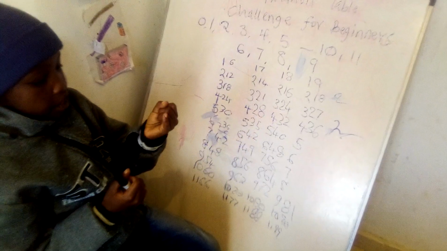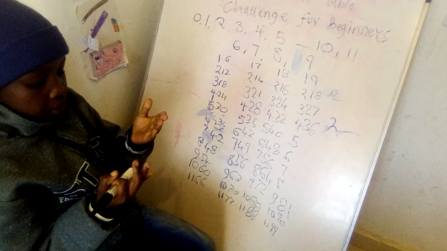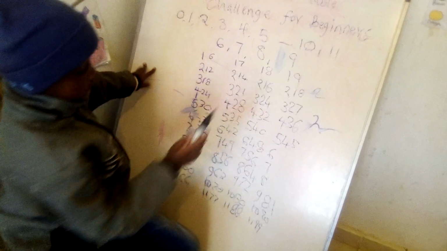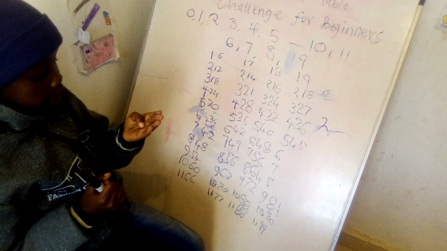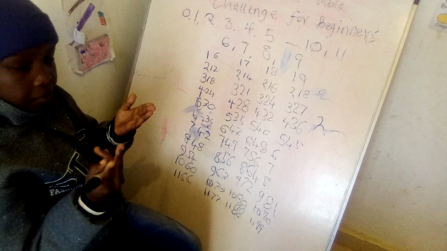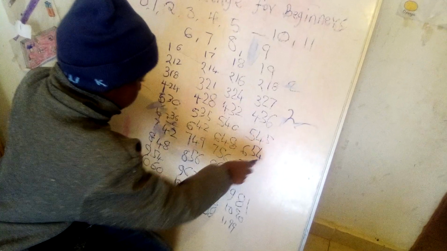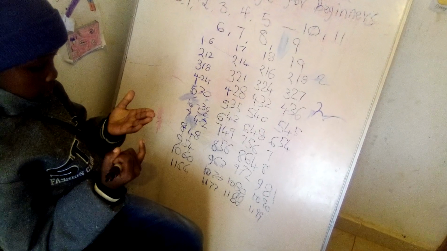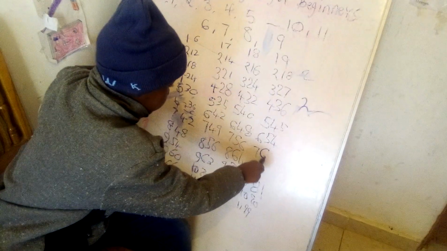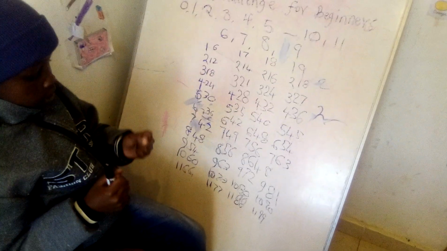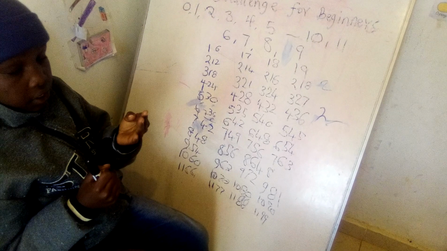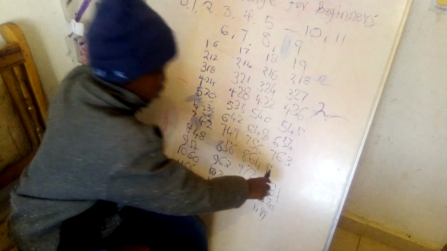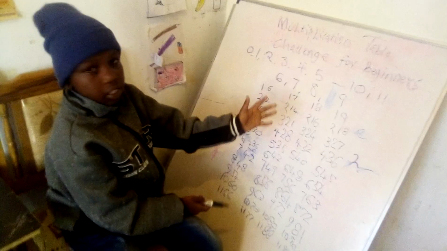5 times 9 is 5, 10, 15, 20, 25, 30, 35, 40, 45. Right here, 45. Take your 45, add 9: 45, 46, 47, 48, 49, 50, 51, 52, 53, 54. Right here, 54, 55, 56, 57, 58, 59, 60, 61, 62, 63. Right here, 63, 64, 65, 66, 67, 68, 69, 70, 71, 72. Now you're done with the table of 9.